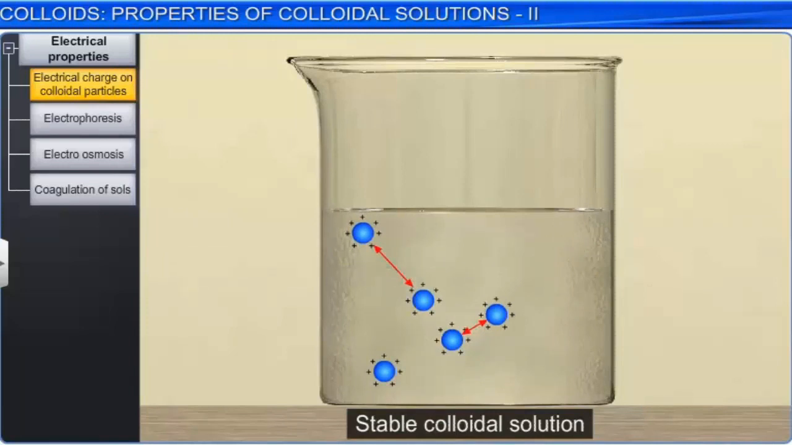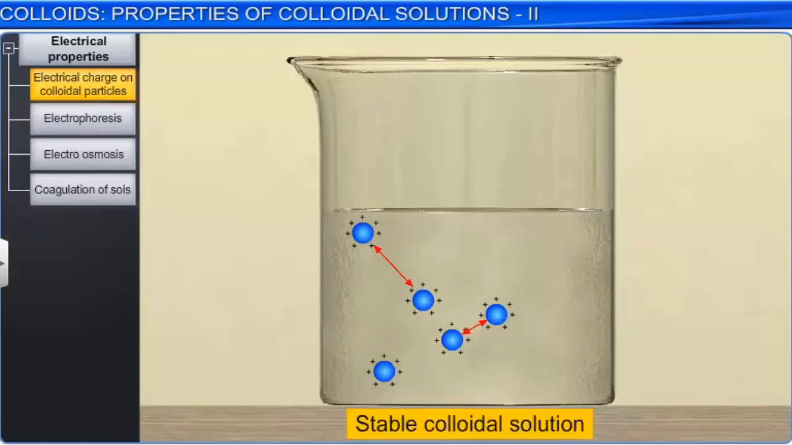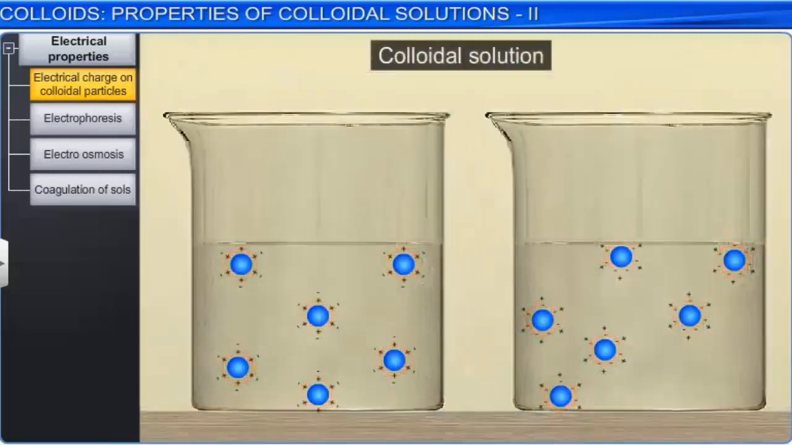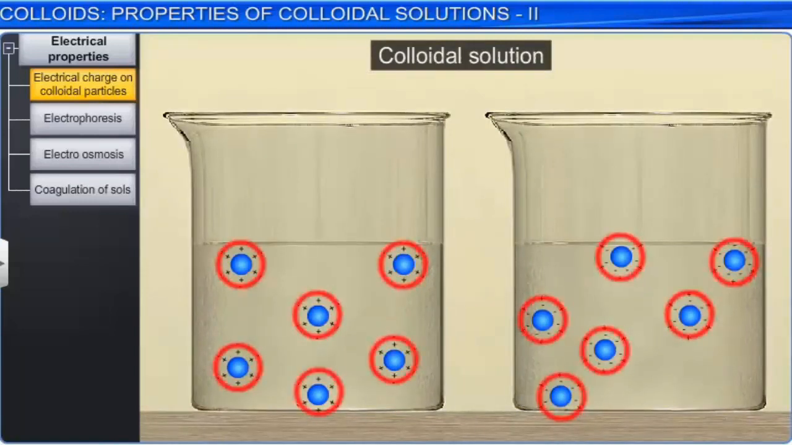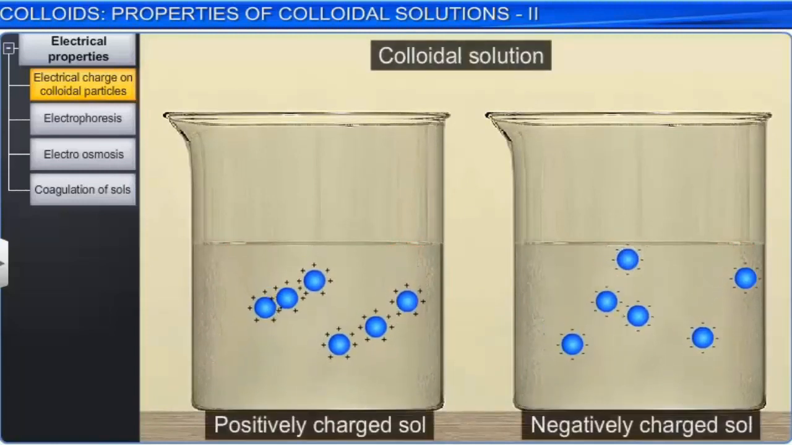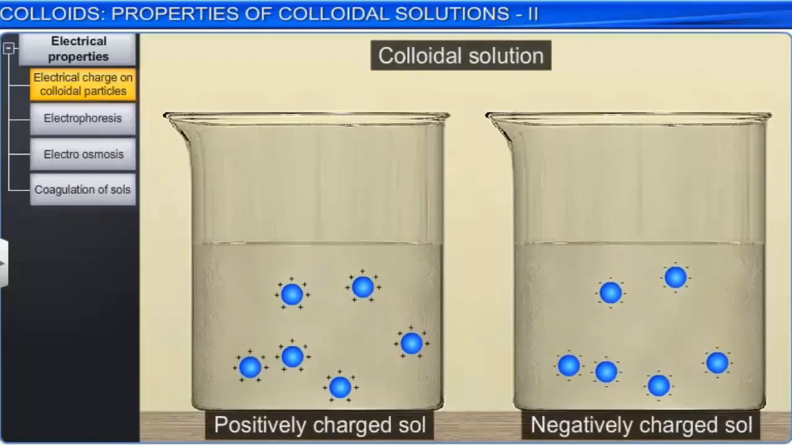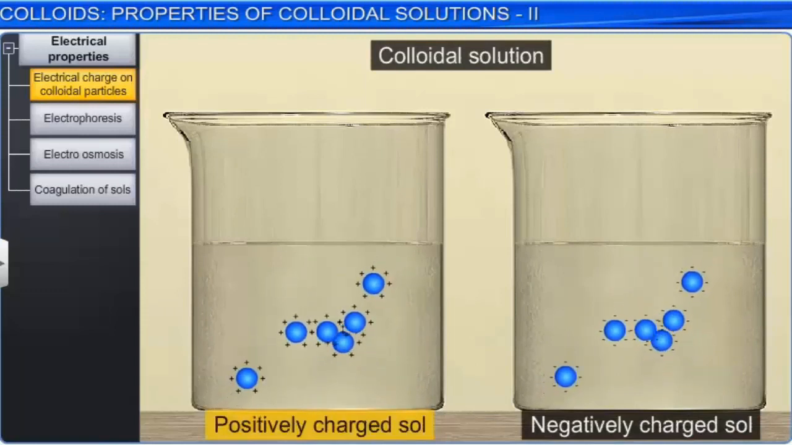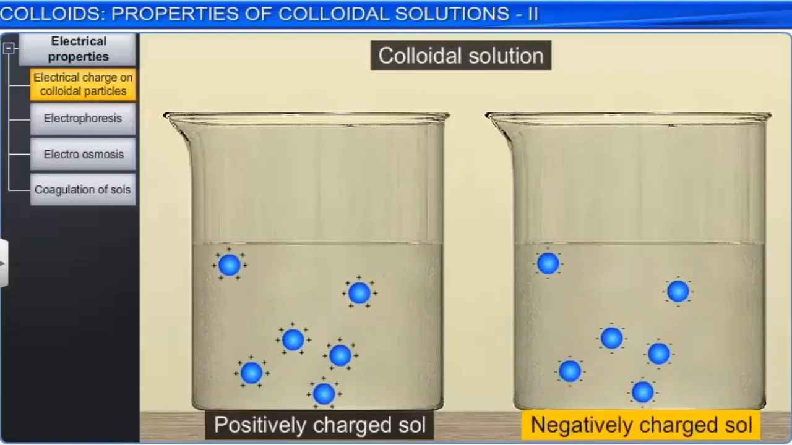This keeps them dispersed in the medium, and hence, a colloidal solution is stable. All the particles in a solution carry the same charge. The dispersion medium has an equal and opposite charge. Based on the nature of the charge on the colloidal particles, colloidal solutions are classified as positively charged or negatively charged sols.